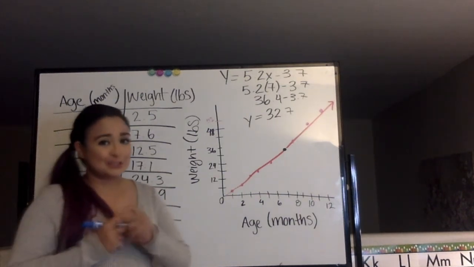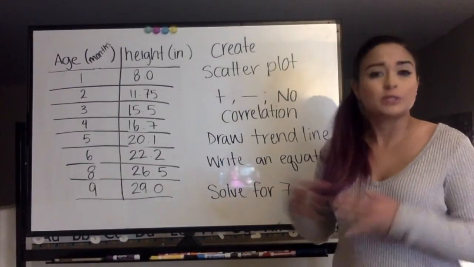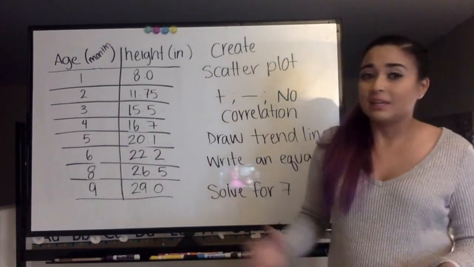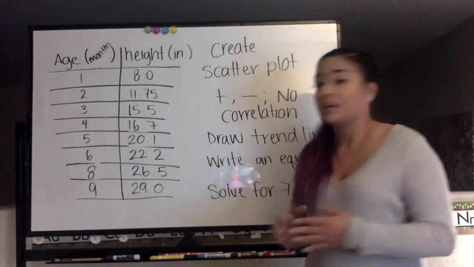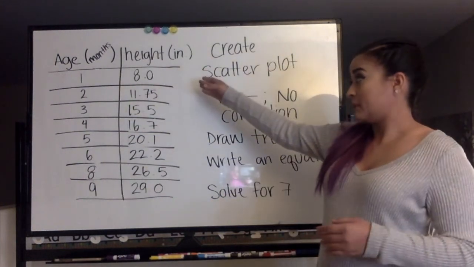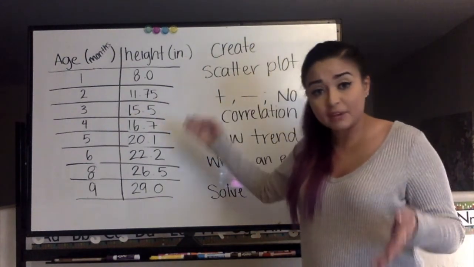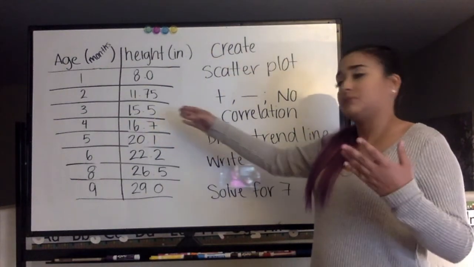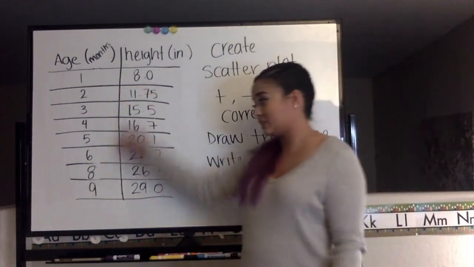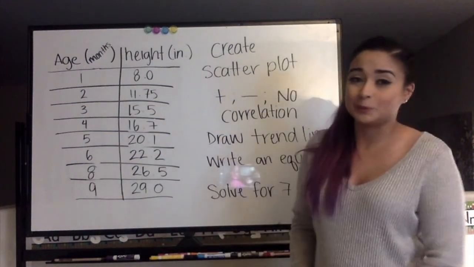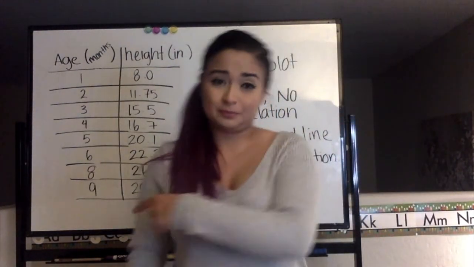Now, let's get into your assignment for today. For your assignment, I made a couple changes to our previous table. We're still working with our baby pandas, but this time, instead of comparing their weight, we will be comparing their height. At 1 month, a baby panda is about 8 inches tall. 2 months, 11.75 inches. 3 months, 15.5, so on and so forth. Please pay close attention because I did change the numbers on both sides of the table. So that's important.